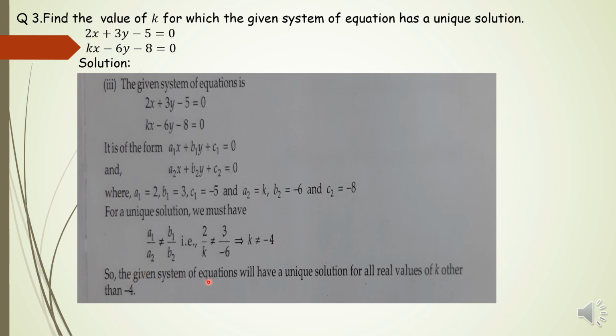So what can we infer from this? The given equations will have a unique solution for all real values of k other than minus 4. Why are we taking other than minus 4? Because k is not equal to minus 4.